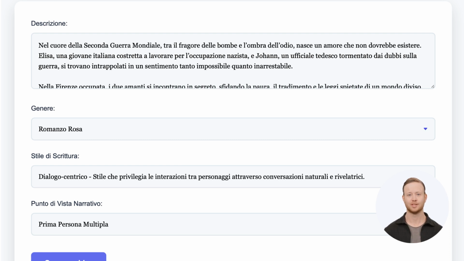Common mistakes to avoid in proofreading. 1. Not proofreading the story structure. Even a grammatically perfect text can have narrative coherence issues. 2. Relying only on automatic correctors. Tools like Grammarly are useful, but they are no substitute for careful proofreading.